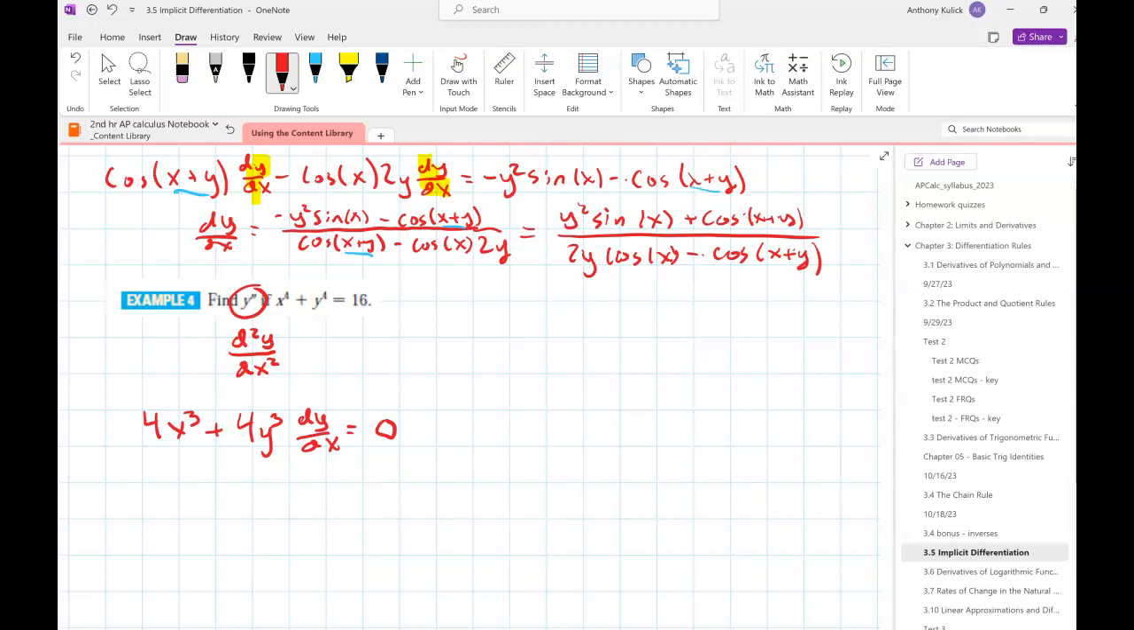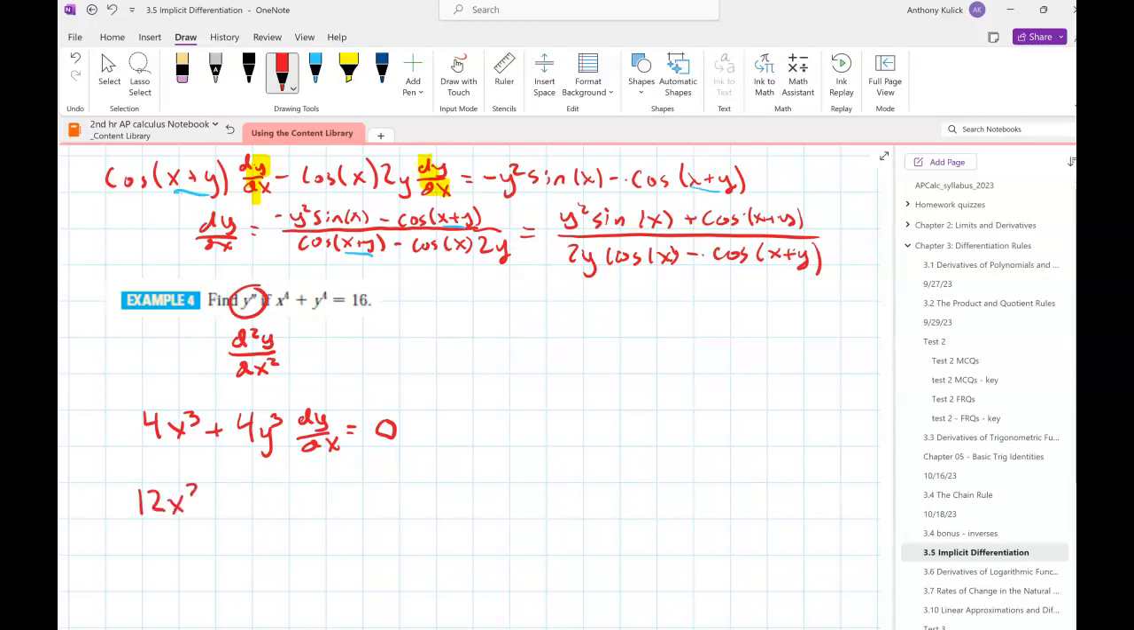You're going to have a quotient rule involved. So if we got the dy dx by itself, we'd have to do a quotient rule. Fine. Maybe not great, but fine. Or, what if I just took the derivative of both sides again the way it is? Does that count as a second? Oh, that's a lot easier. So let's do that. What's the derivative of 4x cubed?